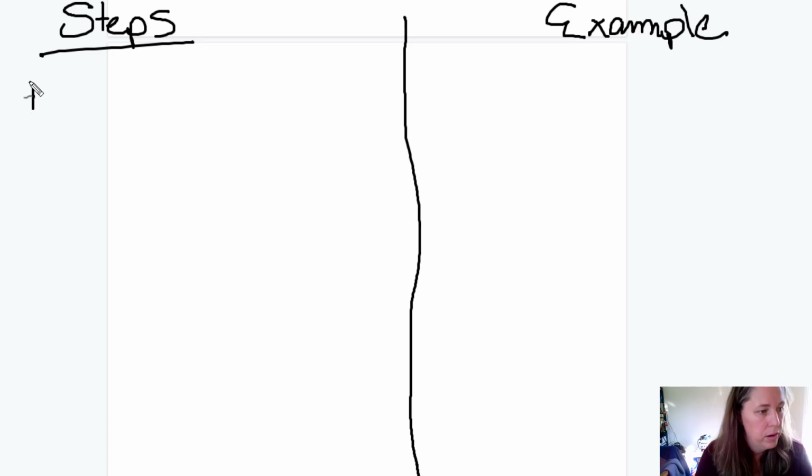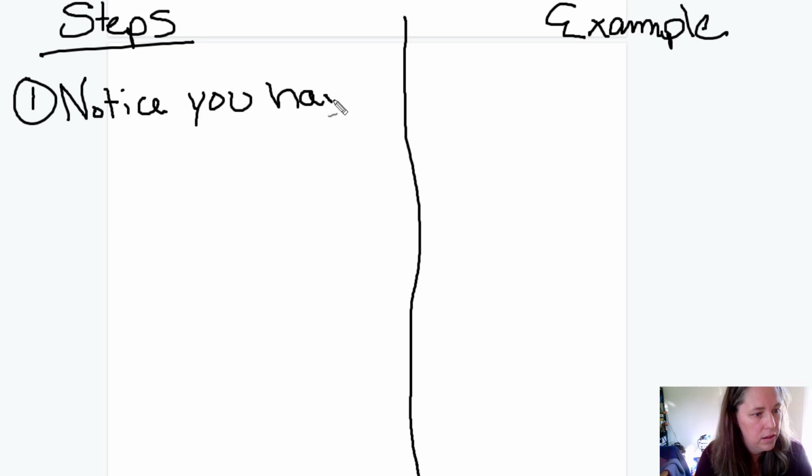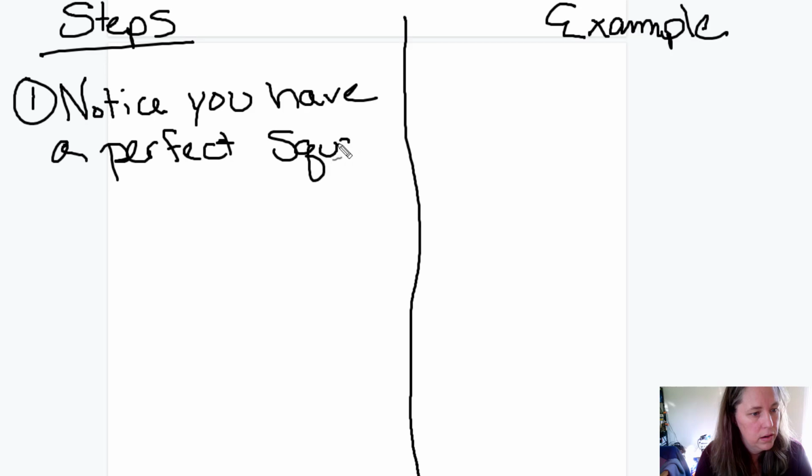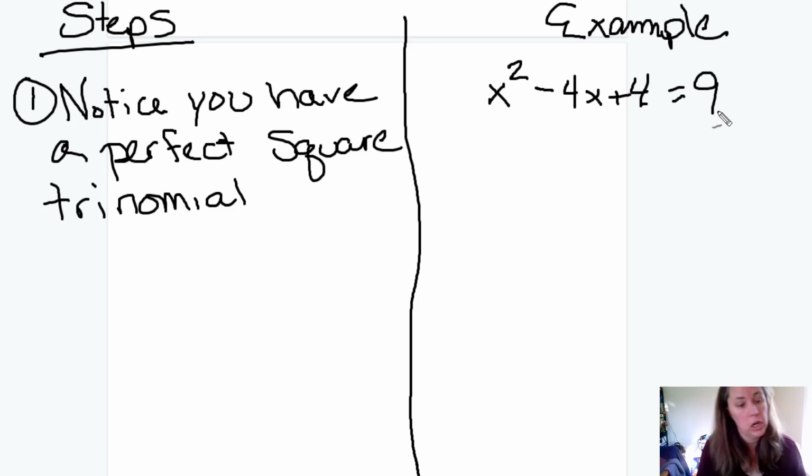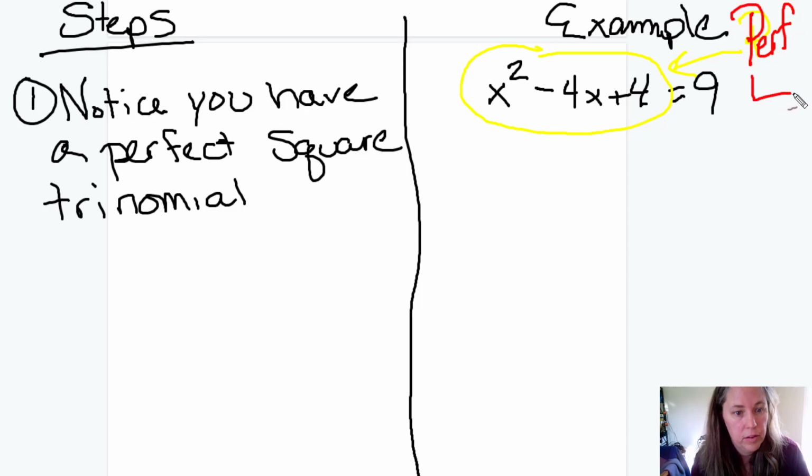Okay. So step 1. Notice you have a perfect square trinomial. So in that problem, x squared minus 4x plus 4 equals 9. Oh, look, we have a perfect square trinomial. That's step 1. Woo!